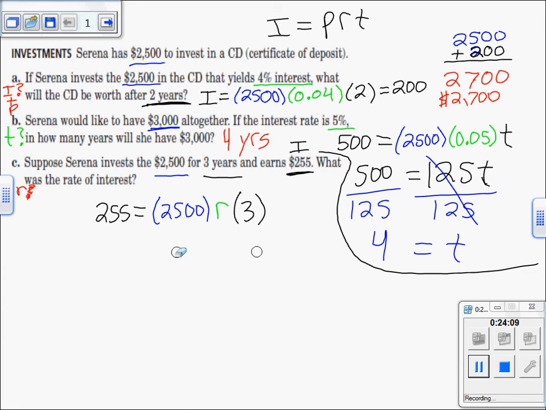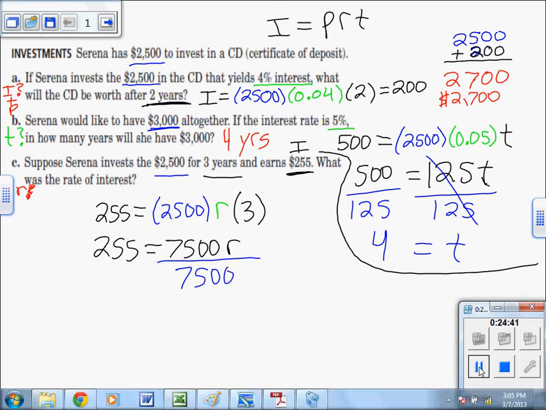We're going to use our equation skills to multiply 3 and 2,500 together. Just because R is in the middle, when you multiply, the order doesn't matter. 3 times 2,500 gives us 7,500. So we have 7,500R equals 255. So far we've simplified it down to 255 equals 7,500 times R. We have to solve for R, to get R by itself, so we're going to divide both sides by that coefficient.